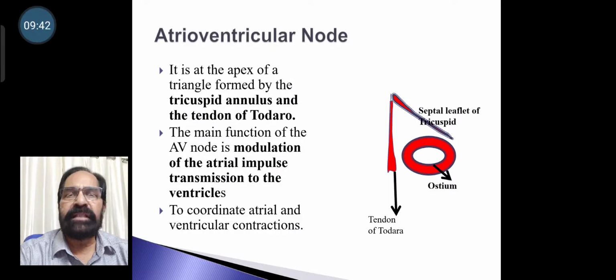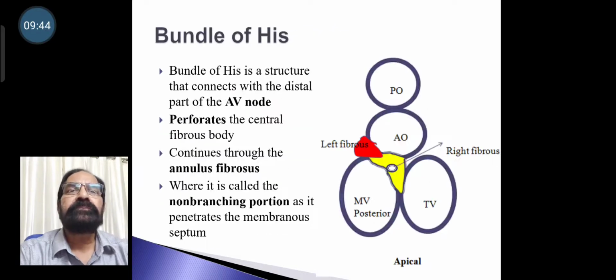Bundle of His. Bundle of His is a structure that connects to the distal part of the AV node. Then it perforates the central fibrous body and continues through the annulus fibrosus, the opening in the fibrous skeleton, where it is called the non-branching portion as it penetrates the membranous septum.